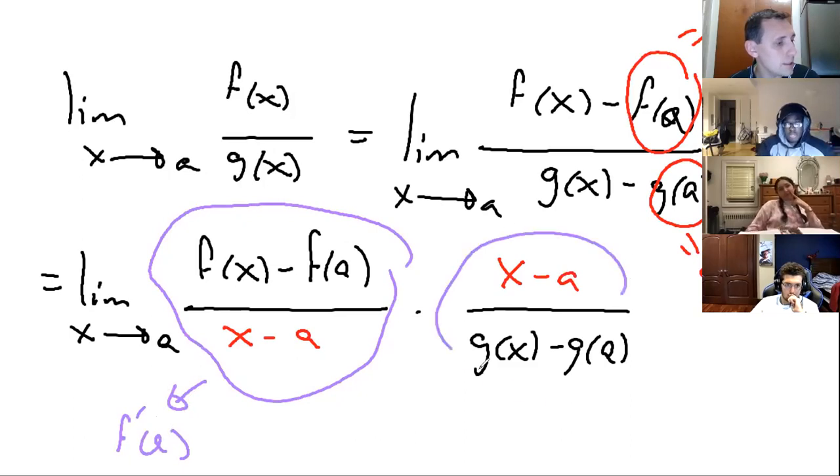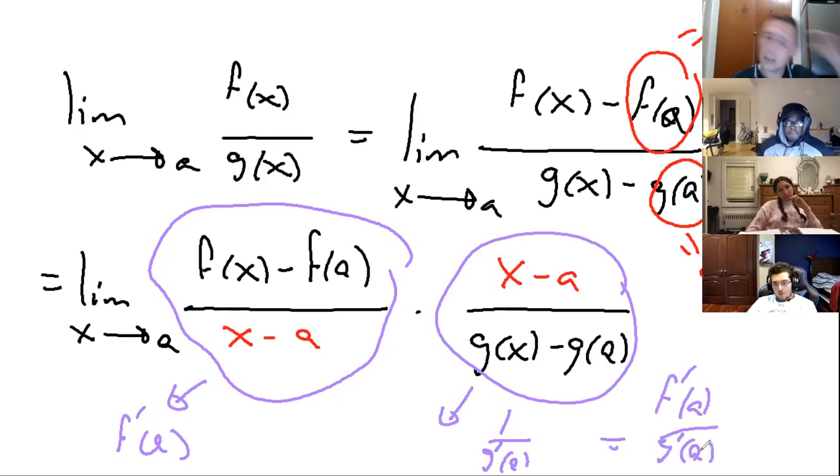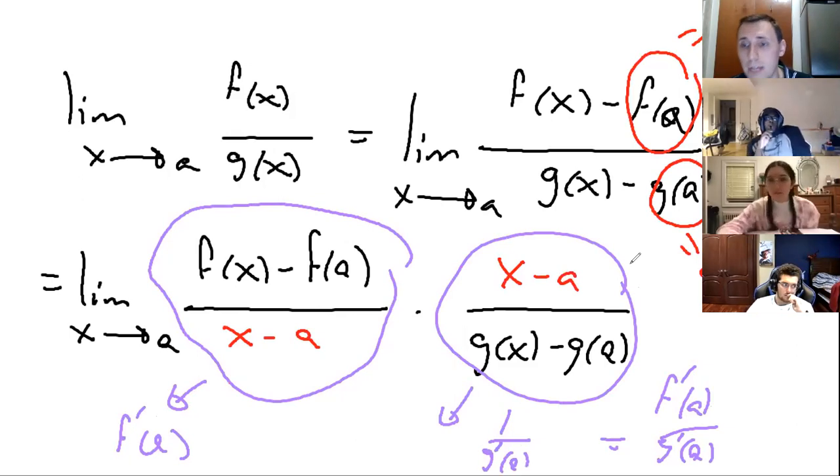And what is this? This is the reverse. This is 1 over g prime of a. So what you get altogether is f prime of a divided by g prime of a. You see? Which is what I did in the previous problem. Do you understand? So you develop general strategies and you don't have to always just do recognition for the particular thing. You just recognize the general pattern and you call it L'Hopital's rule. Now you understand why it works. It's nothing more than recognition.